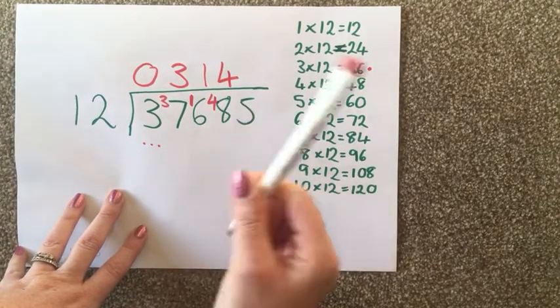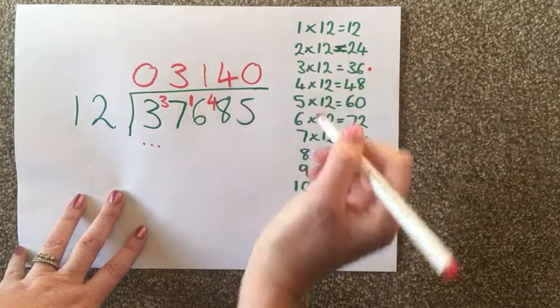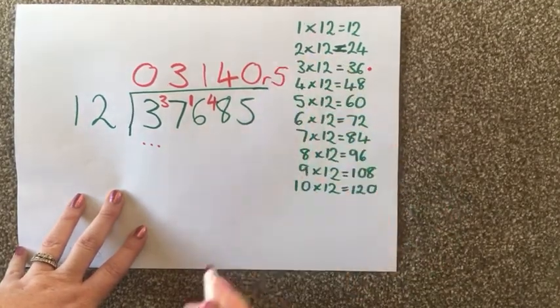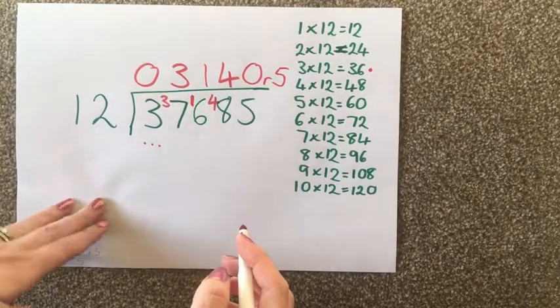get out of 5? Well, that's none. It's too small a number. I can't get any out. So those 5 just get left over as my remainder. There we go. All done.